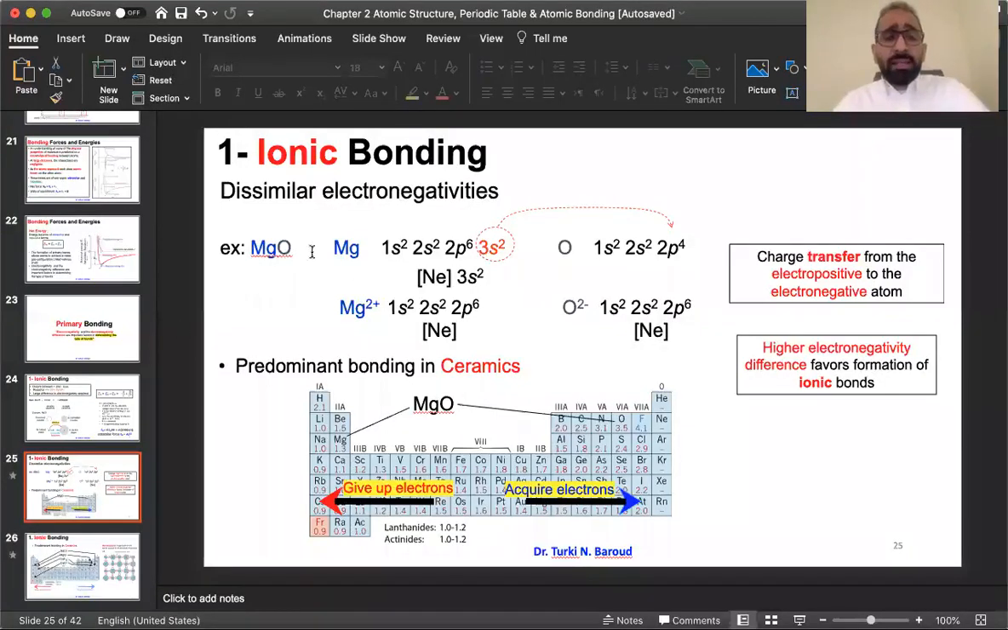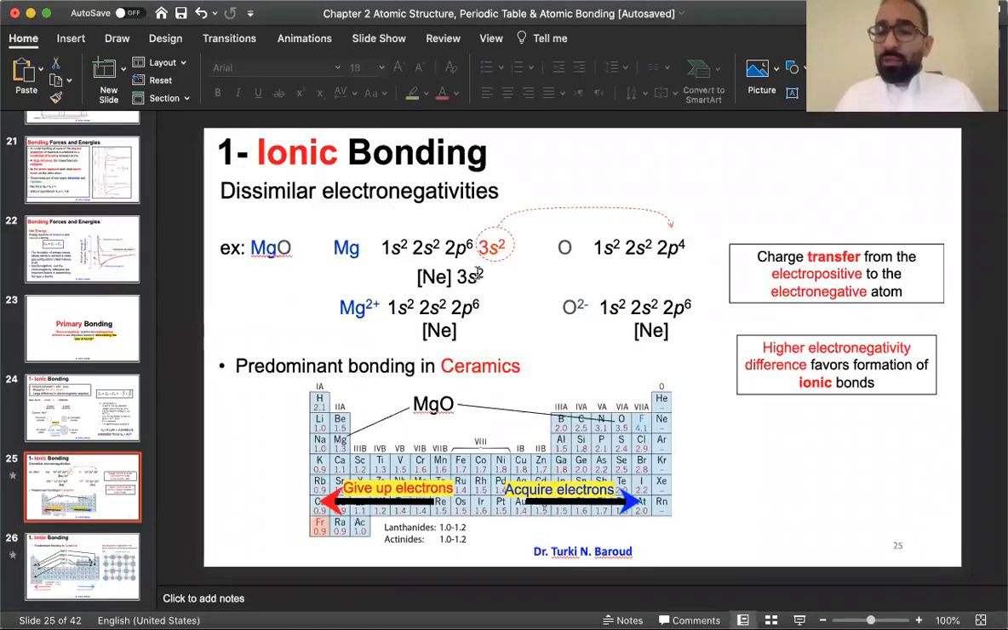Now, magnesium oxide. Magnesium has the electronic configuration 1s2, 2s2, 2p6, and then 3s2. We can write it in a different way. We can say all this represents the neon electronic configuration. Now we have this extra 3s2, right? So magnesium has the neon configuration plus the 3s2.